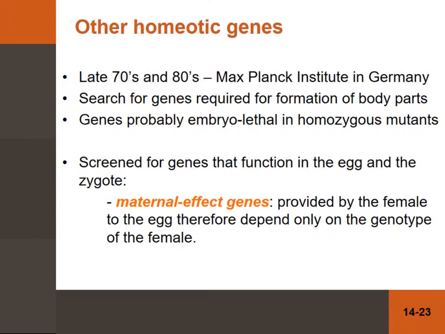Then in the late 70s and 80s, a group of researchers from the famous Max Planck Institute in Germany started the search for genes that are required for the formation of body parts. But they realised that such genes are probably embryo lethal in homozygous mutants. So they came up with a screen to search for genes that were required just in the egg before the zygote genome is active. These were genes required for proper patterning in the embryo.